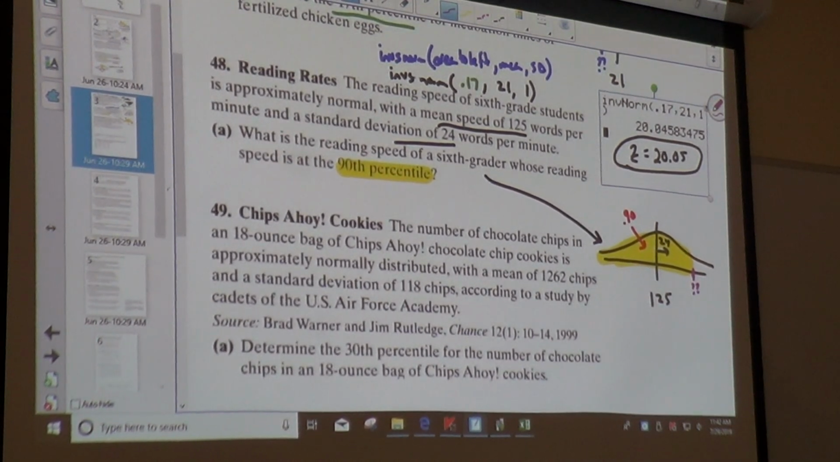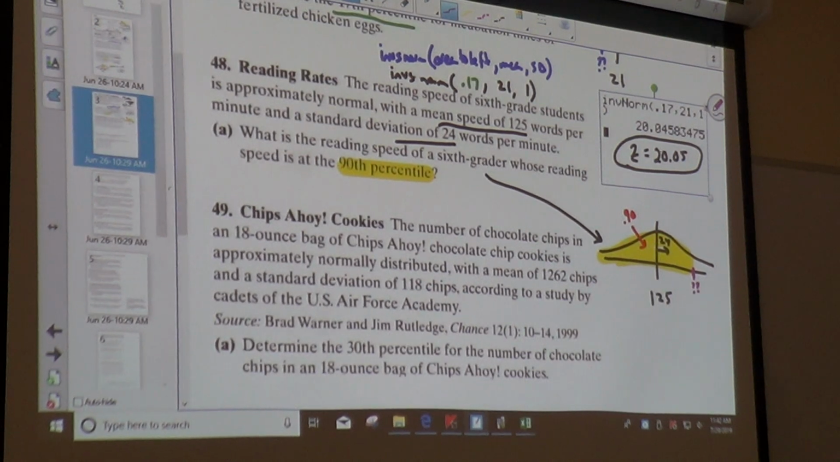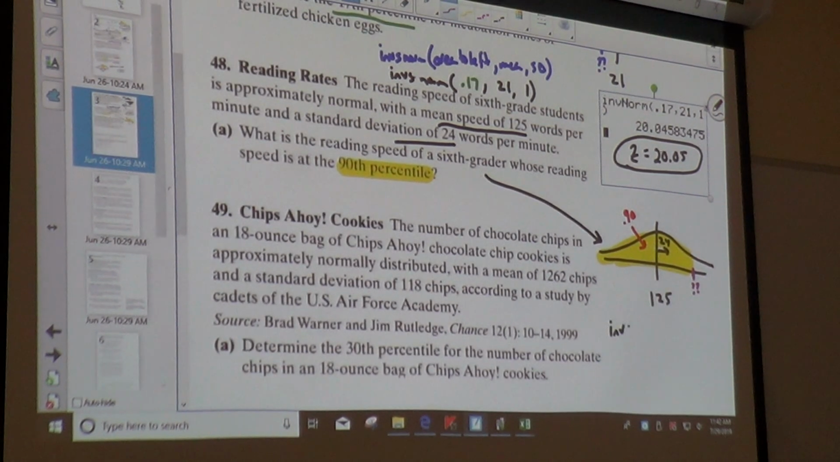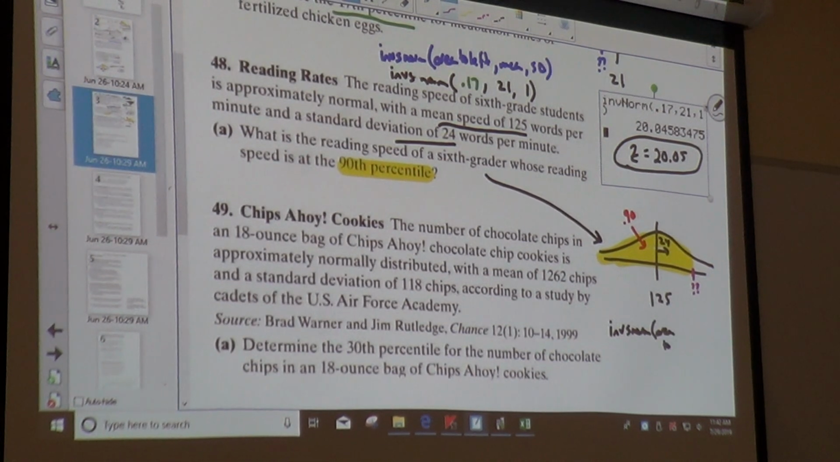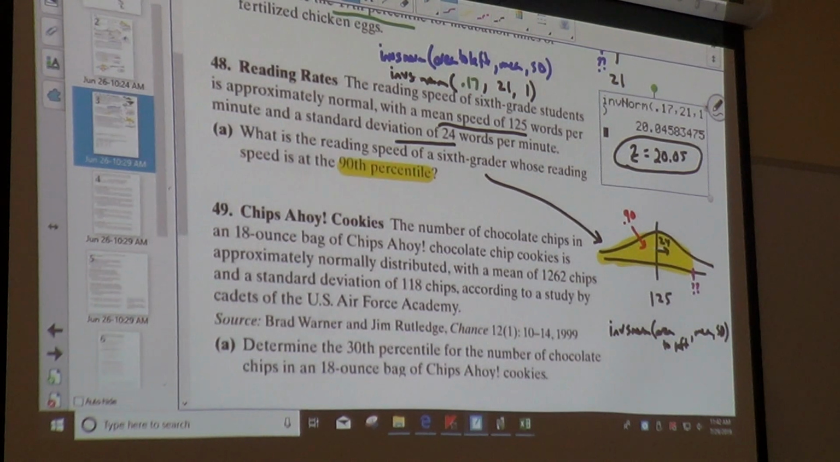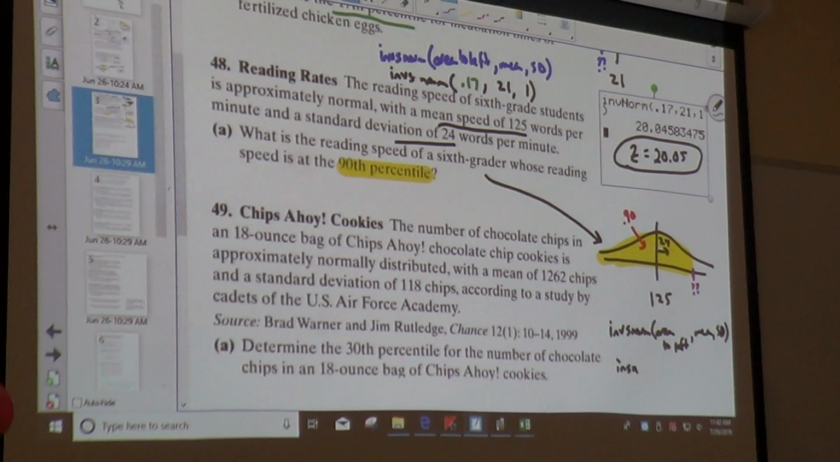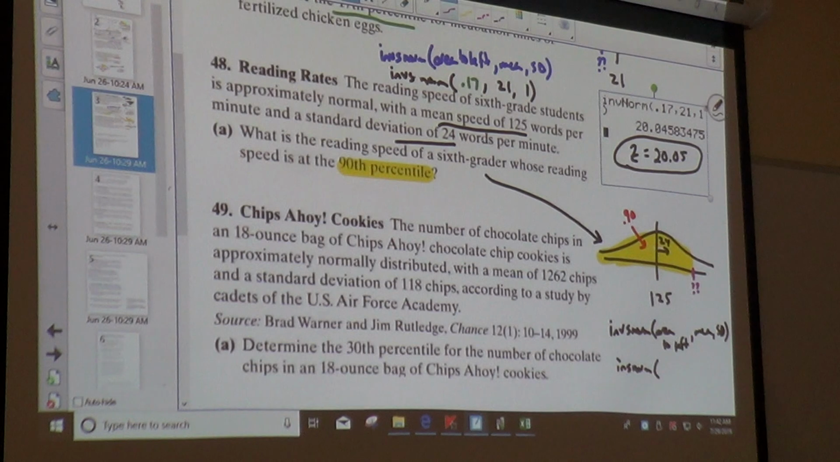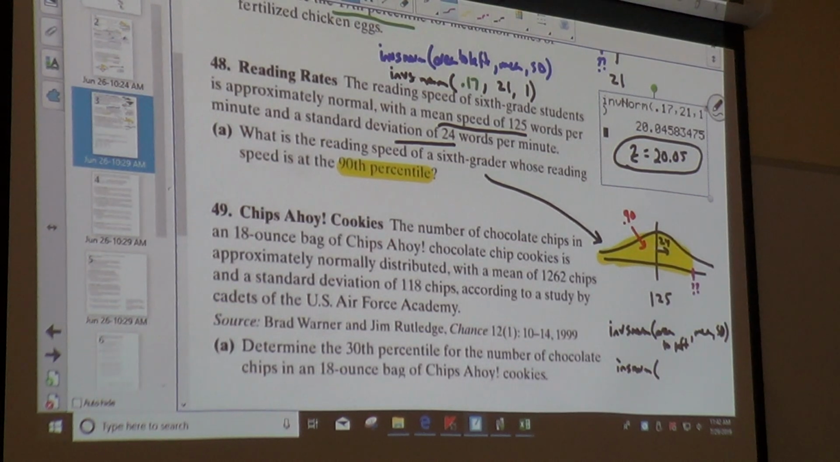So because I'm trying to find a quote-unquote z-score, I'm going to do inverse norm, and I do the area to the left, and then I do mean and standard deviation. So I'm going to do inverse norm. What is my area to the left? 0.9, 0.90, however you want to write it. What is my mean? 125, and my standard deviation?